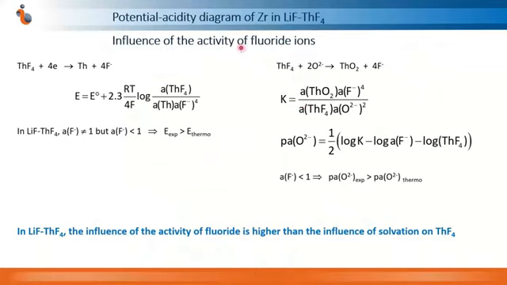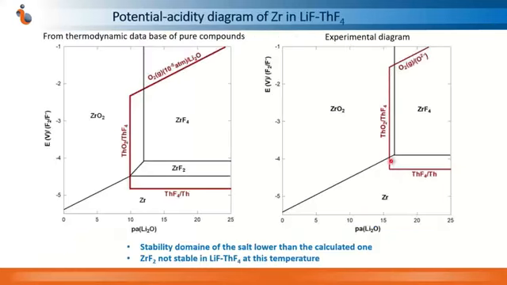That is due to the influence of the activity of fluoride ions. If we look at this reaction of thorium fluoride, we observe that in this reaction and in the Nernst relation, we have the activity of fluoride ions involved, and we have a power of 4 here. So if the activity of fluoride ions is not equal to 1, but lower than 1, in this case, the experimental potential will be higher than the thermodynamic potential. And it's the same when we look at the oxoacido-basic limit, this limit here.